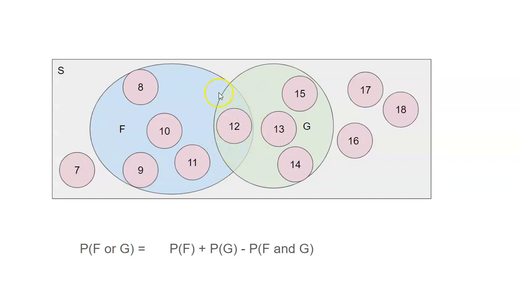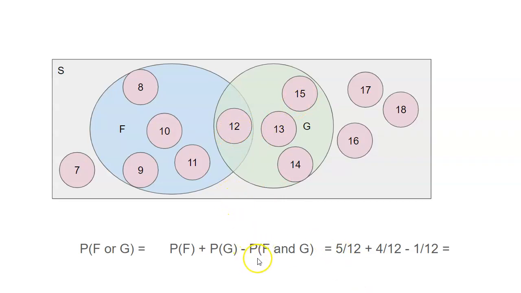Notice that there's only one possible outcome in that space, F and G. So if we find the probability of F, we'll count up the total number of events that occur with F. That's 1, 2, 3, 4, 5. Notice I'm counting there the 12. If I find the probability of G, I have to count up all these events in G. So that's 1, 2, 3, 4. But notice I've counted 12 again, okay, whenever I take that count.